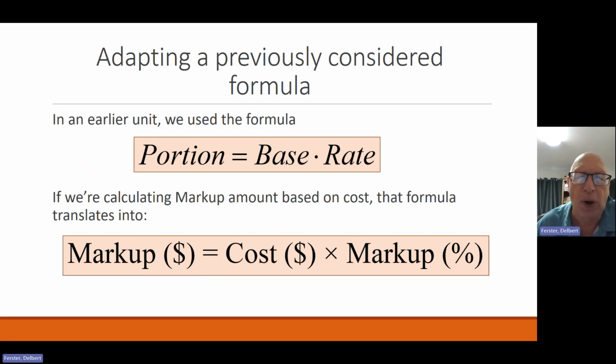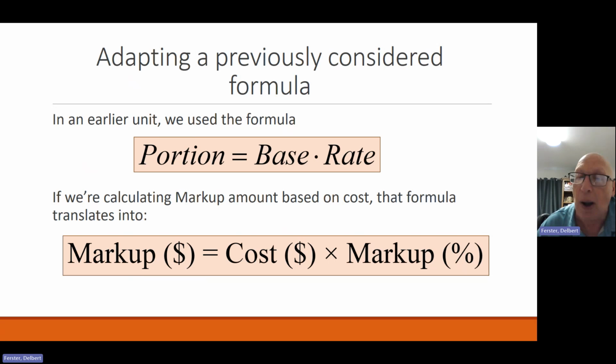Formulas, if you want, we're going to talk about portion and base and rate, which we've done in our percent unit, the part or the whole, if you like those words differently. If you put it in the context of this particular unit, we're talking about a markup in dollars based on a cost for that item in dollars and a markup percentage, and that'll be your decimal value. So as we work through this unit, you'll see that bottom formula sneaking in quite a bit.